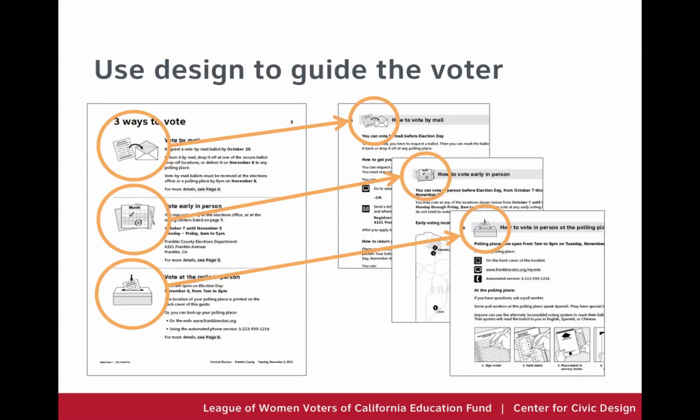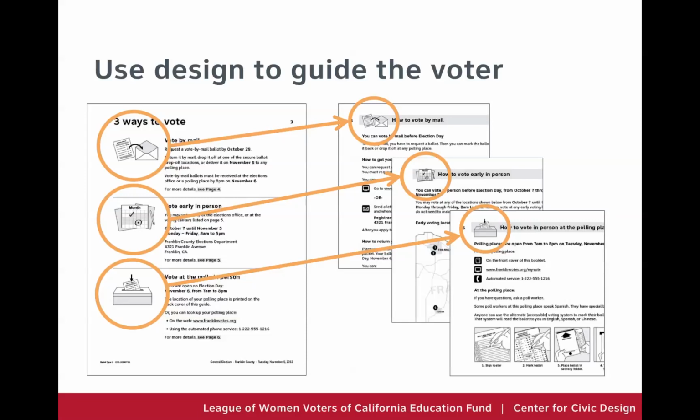And then we found great success with this idea about using design to guide the voter. It's an expansion of that idea of those running headers and explaining to people at the top of a page what they're going to find on that page. We built these illustrations that illustrate the 3 ways to vote in our prototype. So this idea about voting by mail, voting early in person, and voting at the polls in person.